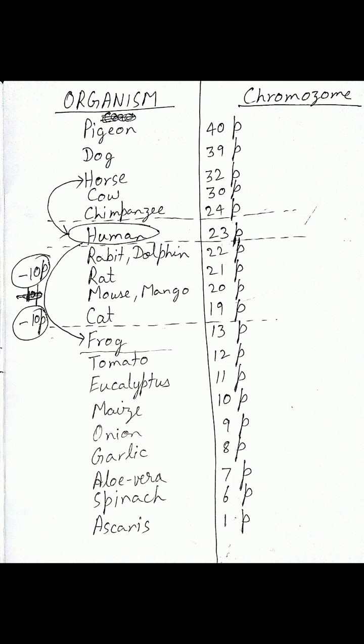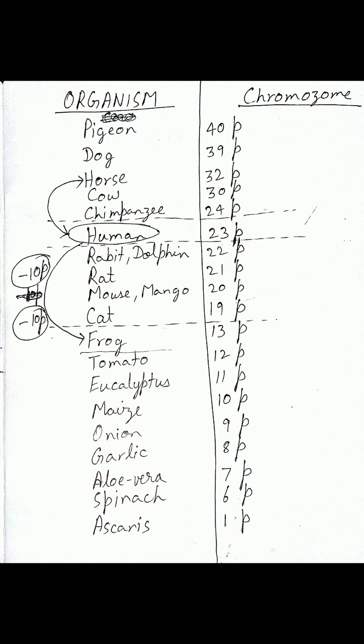Just below that, they are very cute. Rabbits and dolphins are very cute, and humans tend to befriend them. They are very close to humans and very friendly, so they have a chromosome pair number one less, 22. The number of chromosome pairs is 22 for dolphins and rabbits.